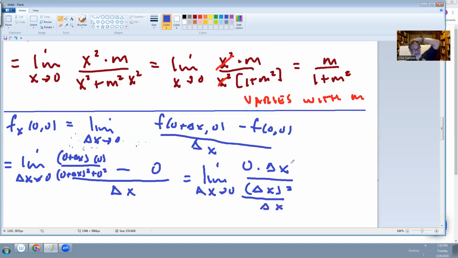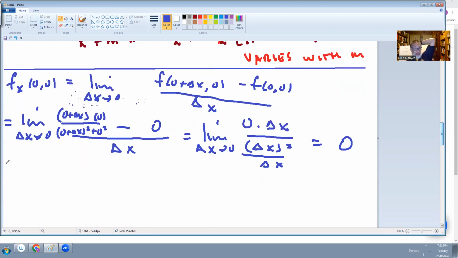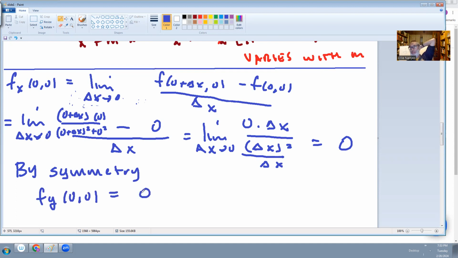But this doesn't really matter because we're taking a limit as delta x goes to 0. Delta x is not equal to 0. So 0 times something not equal to 0 is just plain old 0. And so we do have the partial derivative with respect to x defined to be 0. And by symmetry, same calculation with less bumbling, I hope, that's equal to 0 as well.